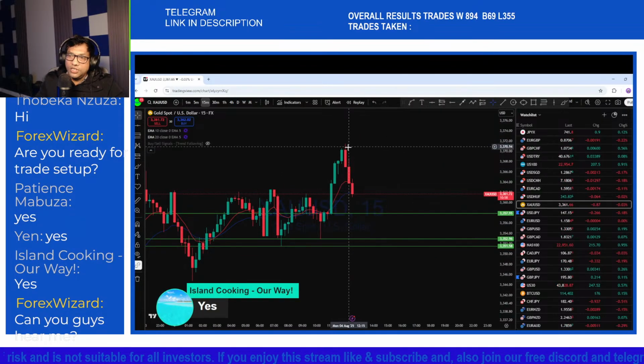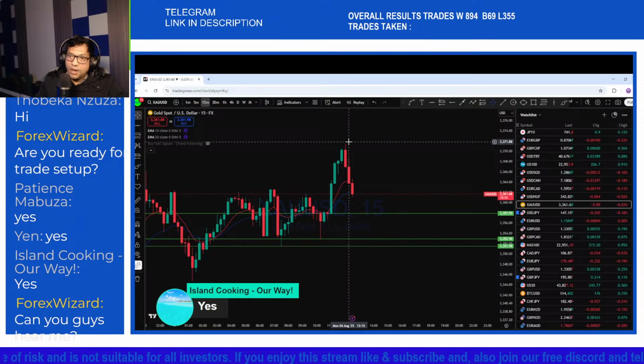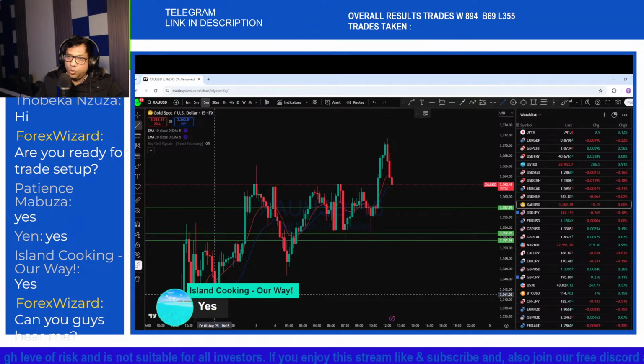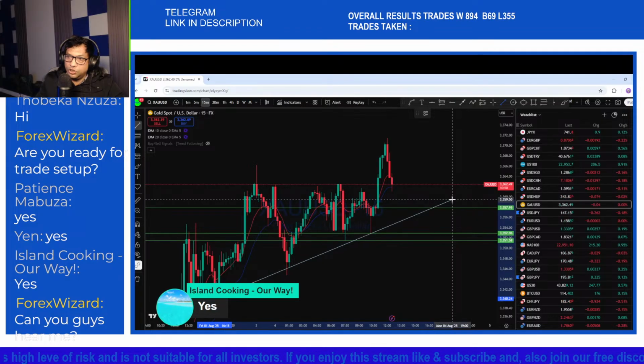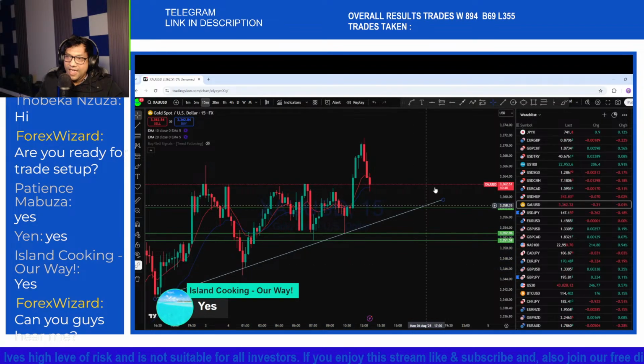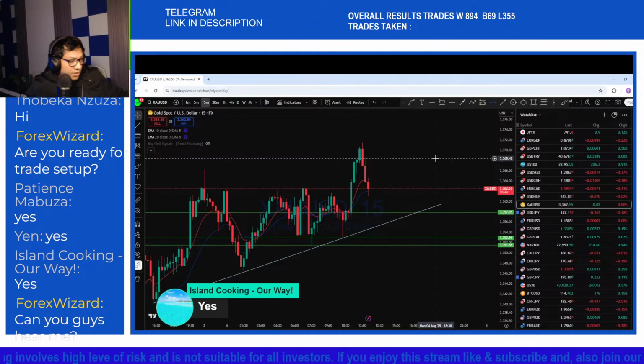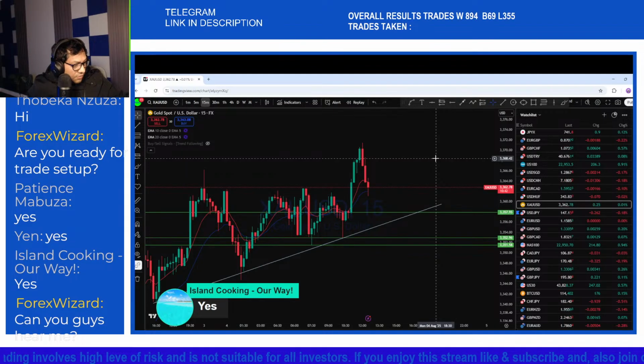Now we would like to see that one single drop here has broken that trend line and has broken this support. We will be entering into the position as soon as we see the market has managed to drop to that level here to create a new lower low in this market.